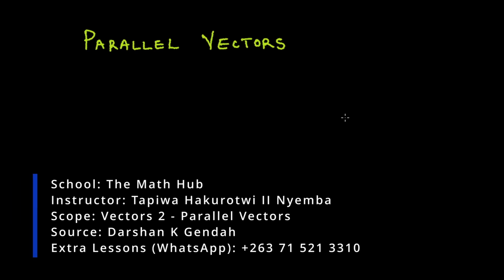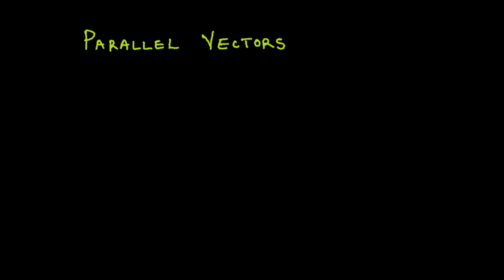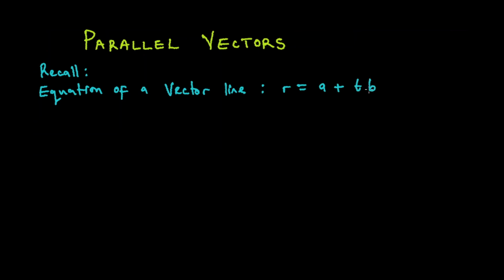In today's lesson we continue with vectors 2, but we are looking at parallel vectors. Before we get into the context of our lesson today, we want to start with a brief revision or recall of what we discussed in our previous lesson: the equation of a vector line, because we have to differentiate between a line and a plane. So the equation of a vector line is given by r = a + tb.